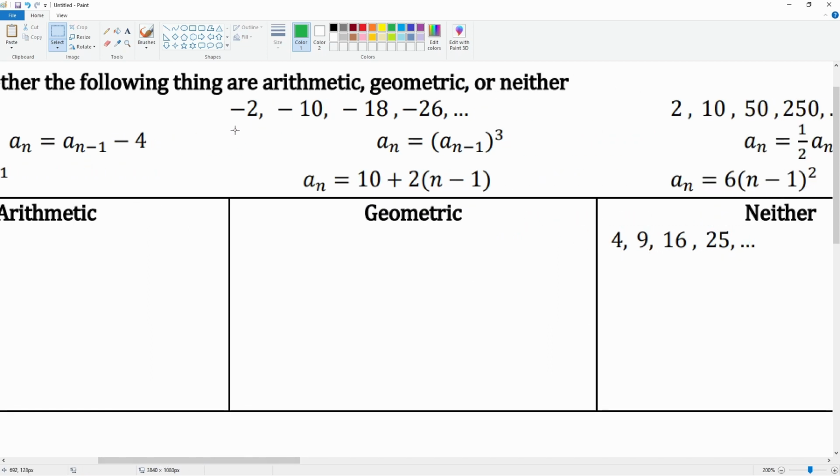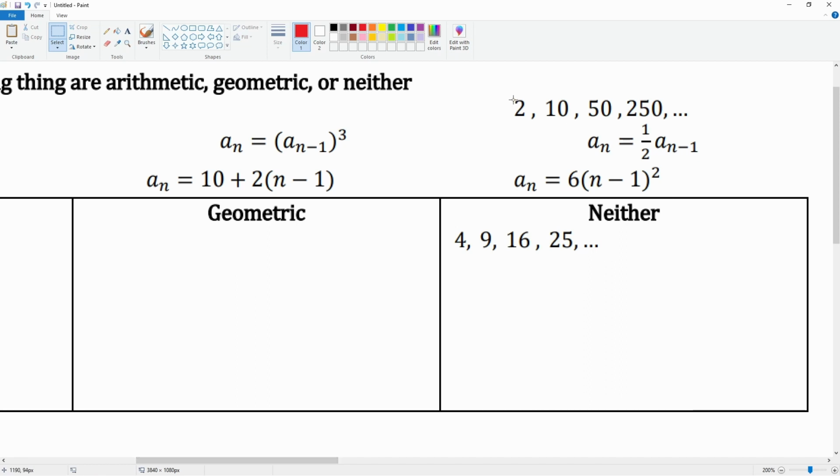Next one, -2, -10, -18, -26. This is where you get a common difference of -8, right? So that means that is arithmetic. So we're going to grab that and put that in the arithmetic column.